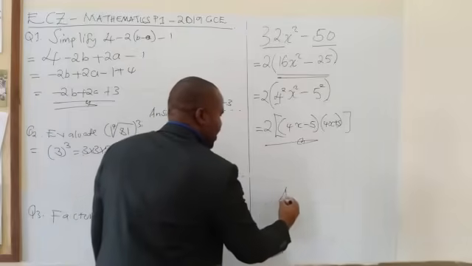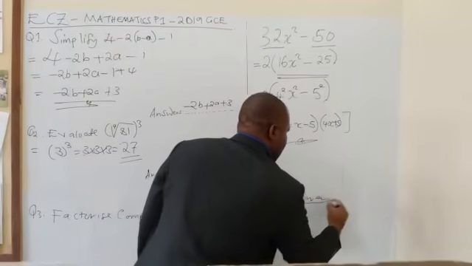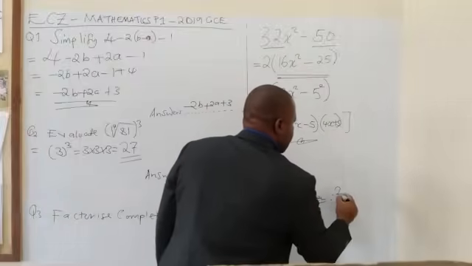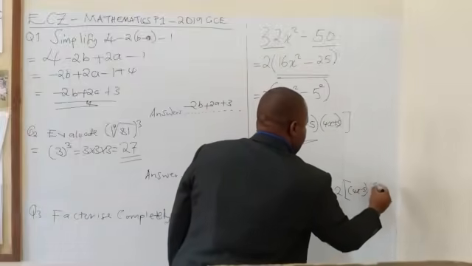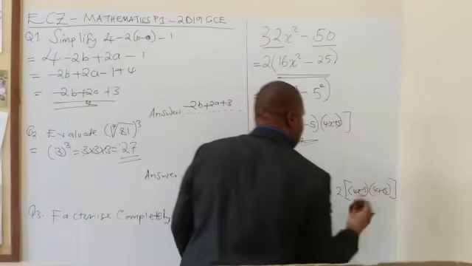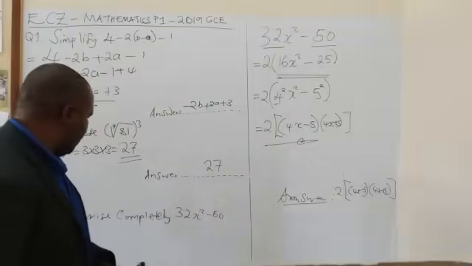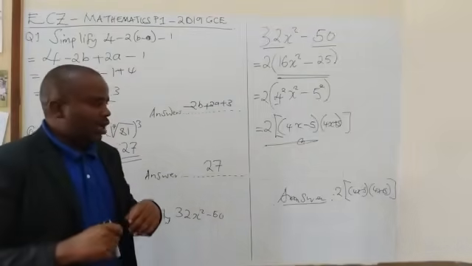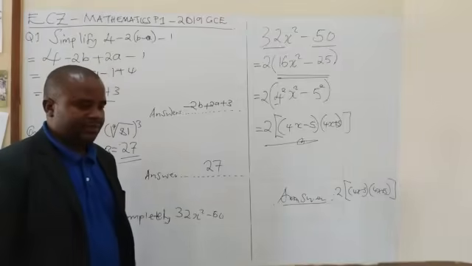Then where there is an answer here, you're supposed to come and write in your answer: 2, open bracket, 4x minus 5, then 4x plus 5. And this is your answer. So the next 20 questions, I'll do them in the question paper.